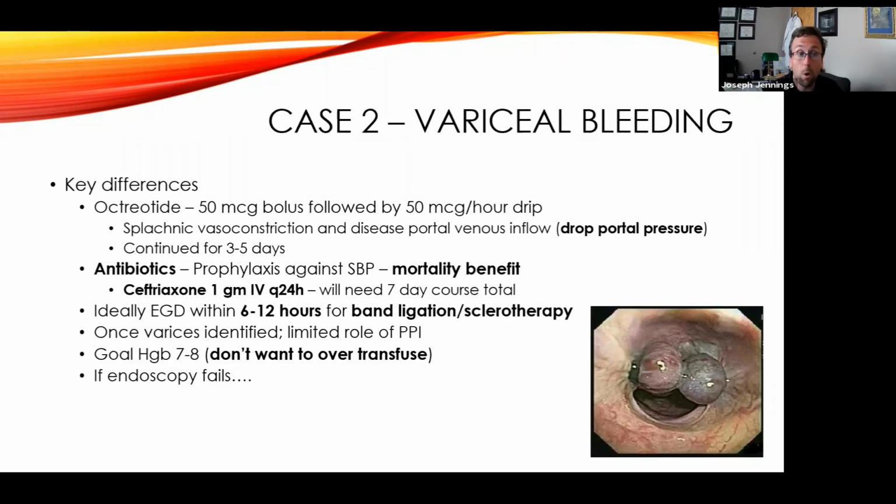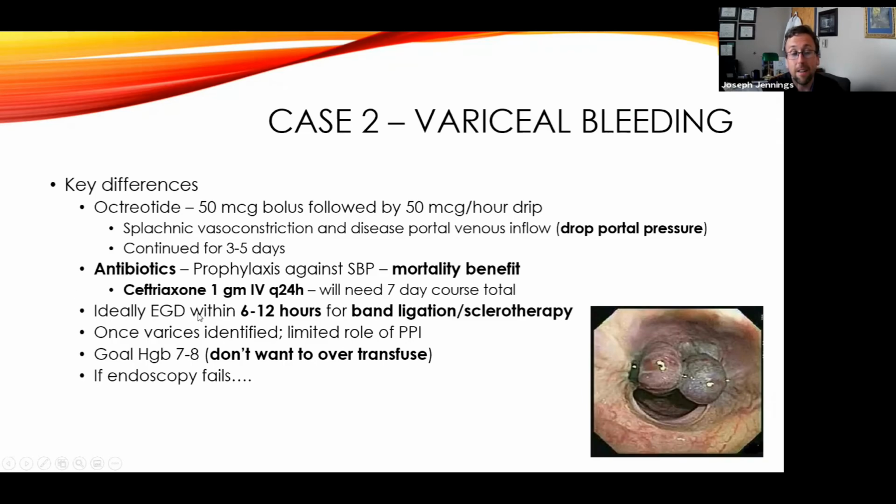So already your patient with a variceal bleed, as you think about discharge planning and all these things that we do to help keep the hospital flowing, this person's going to be here for up to 5 days of their octreotide, and they're going to be getting at least 7 days of antibiotics. You can eventually switch those to oral, but they're going to be here for a while.